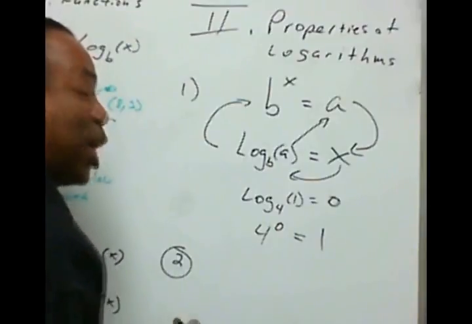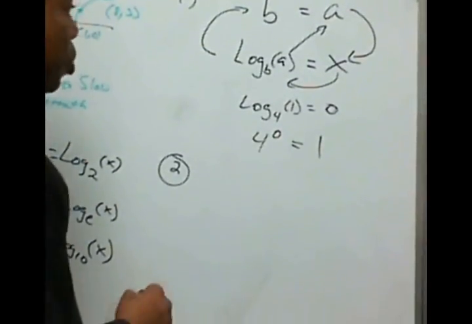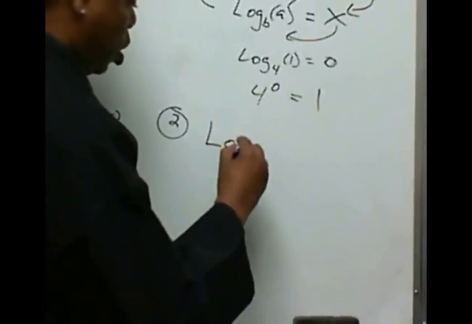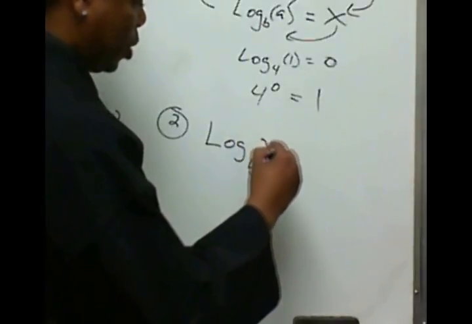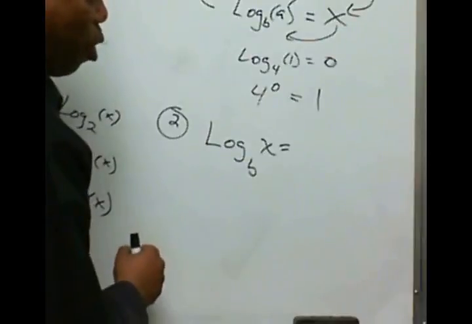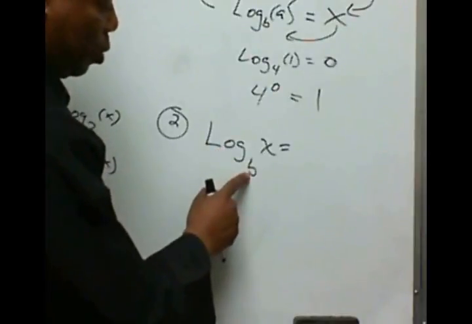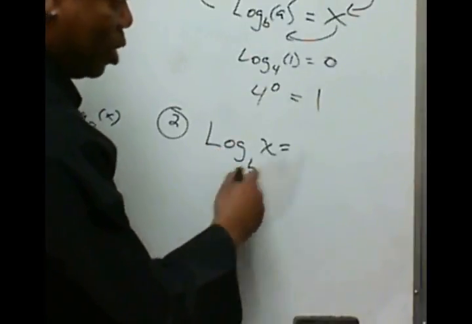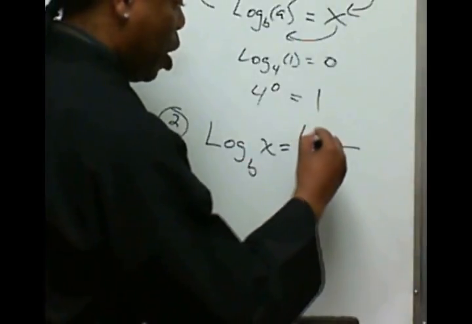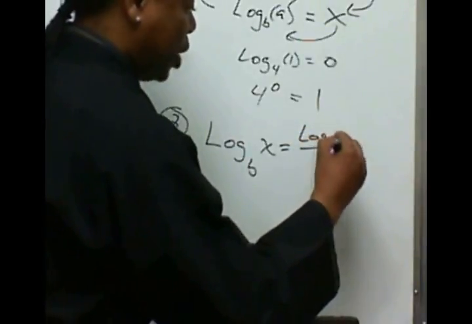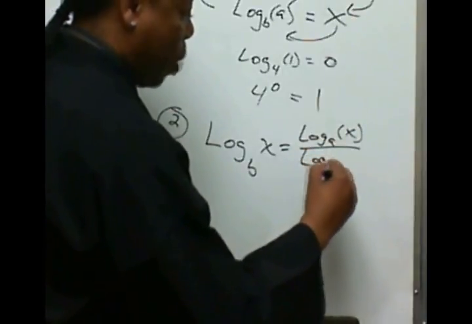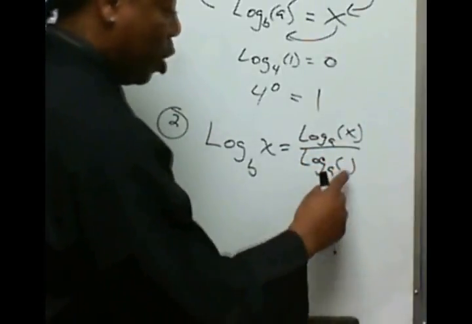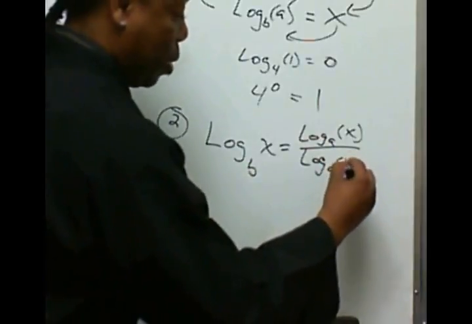Okay, the second property is this. A logarithm with base b of x. This is called the change of base formula. We can change any base, let's say b, to another base, let's say a, by using this: log base a, the new base, of x, divided by log base a again, of the old b.